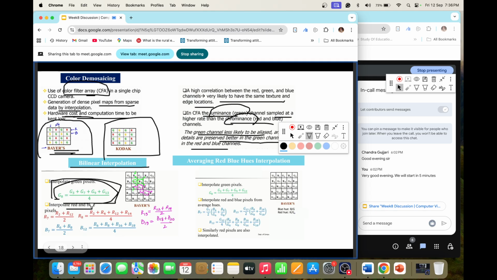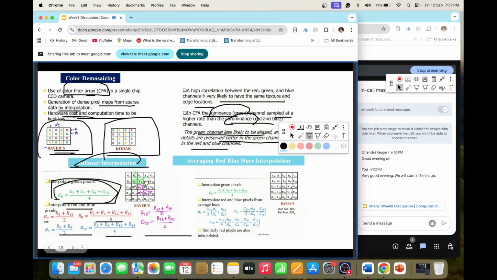Similarly, to interpolate the red and blue pixels according to bilinear interpolation, you can get R7 as R2 plus R12 divided by 2. Similarly, R8 can be calculated by this formula. Similarly, you can check B7 and B12, and also R13 and B19. For B19, where you have G19, B19 can be easily calculated as B18 plus B20 divided by 2. Similarly, for R13, where is G13? G13 is here. From G13 you can calculate R13 as R12 plus R14 divided by 2.